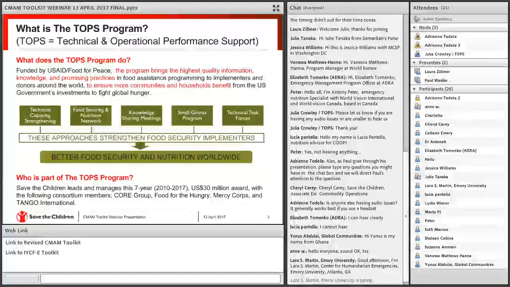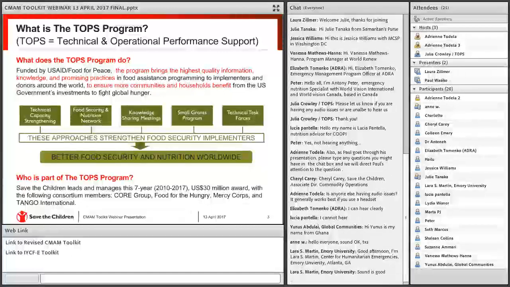TOPS also does knowledge sharing meetings on key topics around the world. And we have a website where this will be posted after. It's called the Food Security and Nutrition Network, fsnnetwork.org.